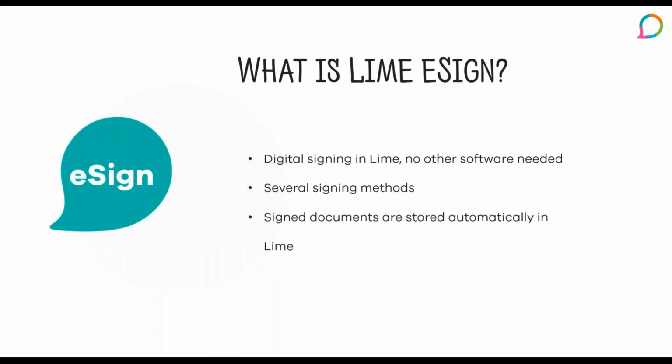So what is Lime eSign? It's a digital signing tool in Lime, so you don't need any other software. So you will basically initiate the signing process from Lime, both the desktop client and the web client. We have several signing methods, and I will show you them just in a little while. And the signed documents are stored automatically in Lime, so you don't have any chance of losing important documents that have been signed and went through the Lime eSign process. And of course, both parties will receive the signed document also as a copy in your mail inbox.